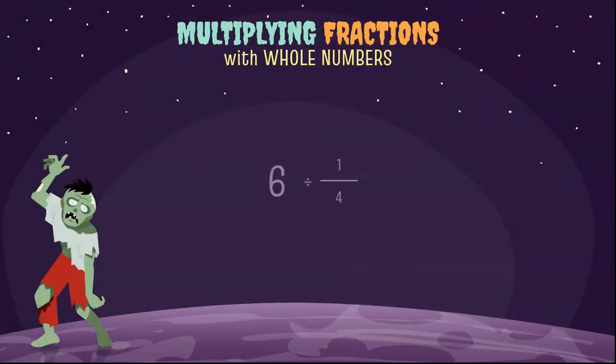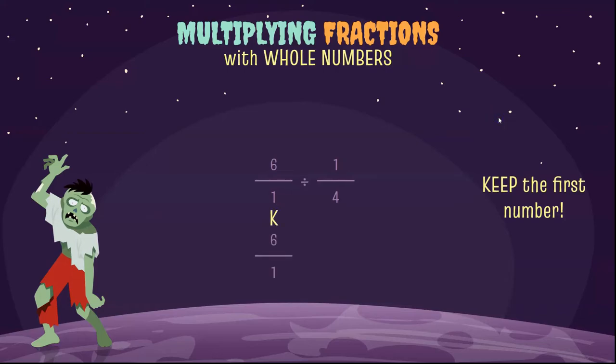So let's do another problem. This time, let's put the whole number first and the fraction second. Let's see if that changes this at all. Well, first thing we're going to do is put a 1 under it. Alright, so 6 over 1. Now we're going to follow the same steps. We're going to keep the first number. That means 6 over 1 will stay 6 over 1. Well, that's a little different than the last problem.